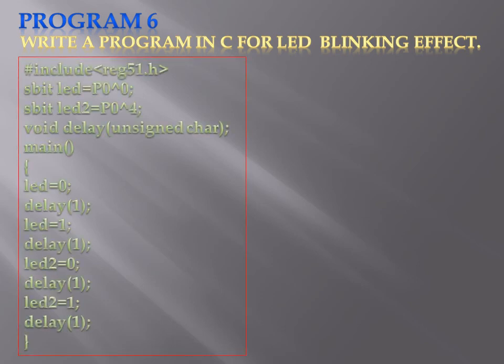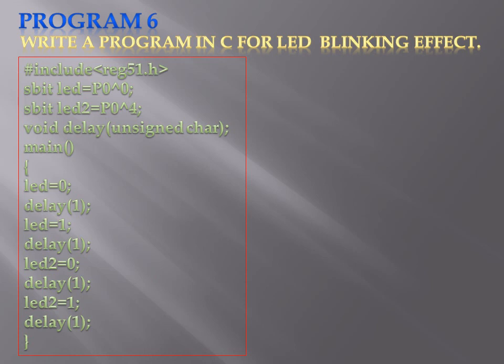See, include reg51.h as a header file, then sbit. This is an individual bit instruction. sbit LED equal to P0^0. It means that the port 0 bit will be set and will be called LED. What this bit actually is, is the port 0's 0 bit, the first bit.